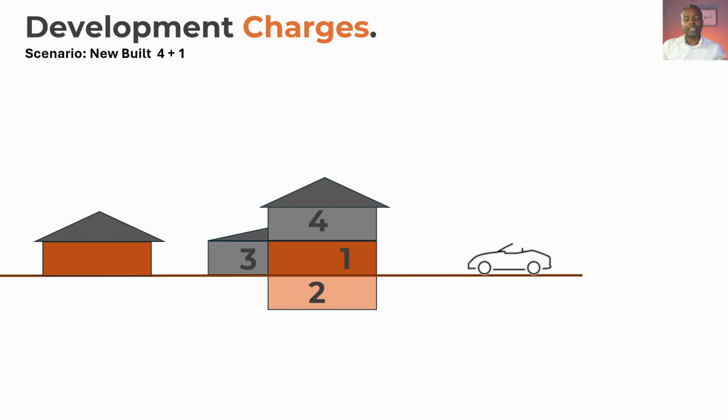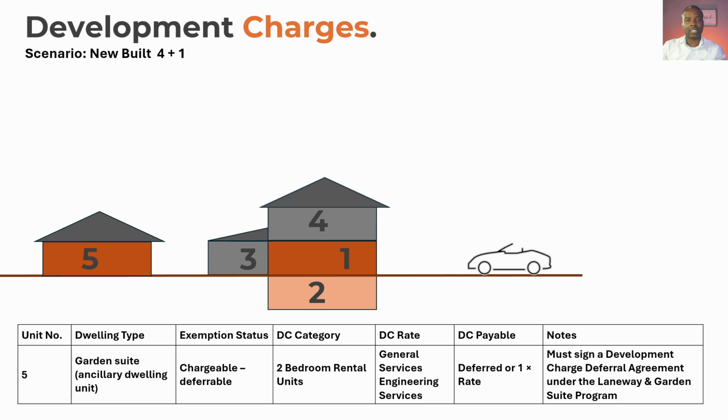Now, in this case, we're also building a +1. The +1 refers to this detached structure, and this detached structure is the 5th unit on this parcel. As per the zoning bylaws in Toronto, you are allowed to have 5 dwelling units on a single parcel of land as of right. That means you would be able to build this garden suite. Now we're talking about development charges.